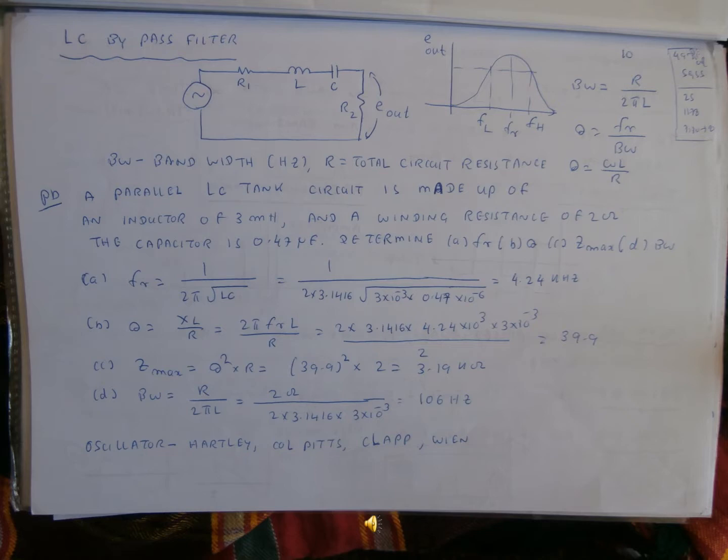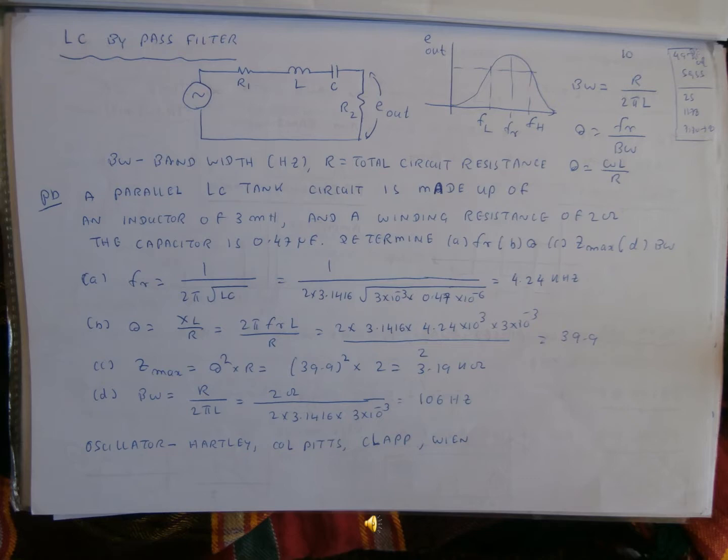The problem is: given a parallel LC tank circuit made of an inductor of 3 millihenry with a winding resistance of 2 ohm, and a capacitor of 0.47 microfarad. Determine A, FR; B, Q; C, Z maximum; and D, the bandwidth.